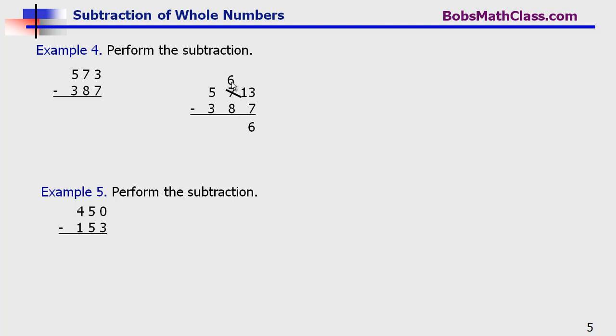8 from 6. 6 minus 8, can't do it. So we got to borrow from the next number on the left. It's a 5, so we're going to subtract 1 from 5. That becomes a 4, and then we'll add that 1 to the 6, right in front of the 6.